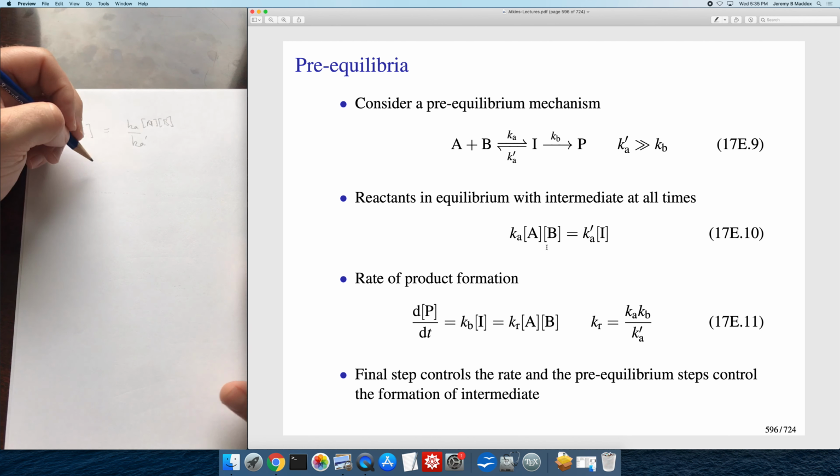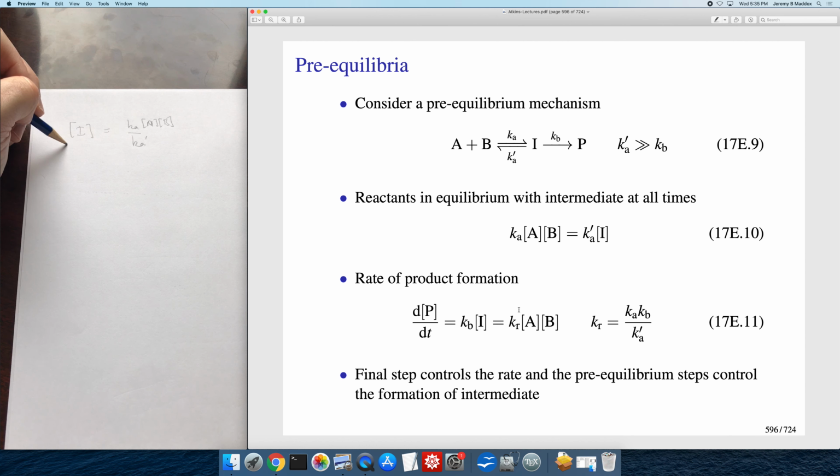And then for this rate of formation of the product, you can substitute in this expression for the intermediate, and then you wind up with this second order kinetics expression. Right? It's first order in species A, first order in species B, but the observed rate constant is really a combination of rate constants from the mechanism.